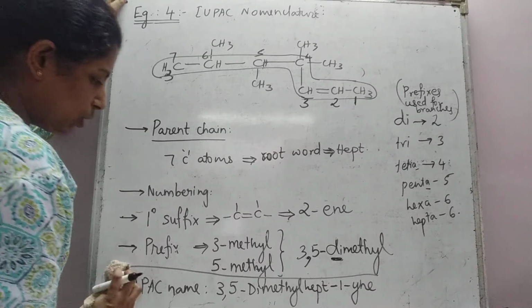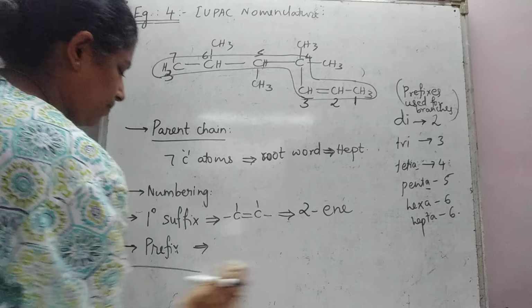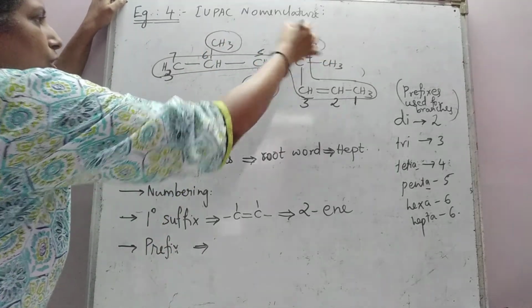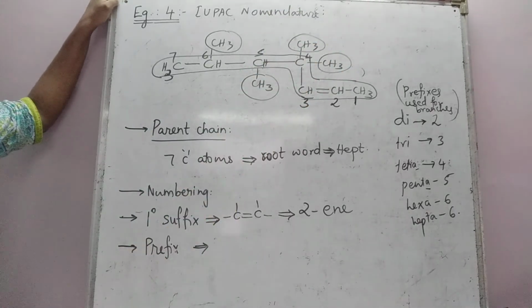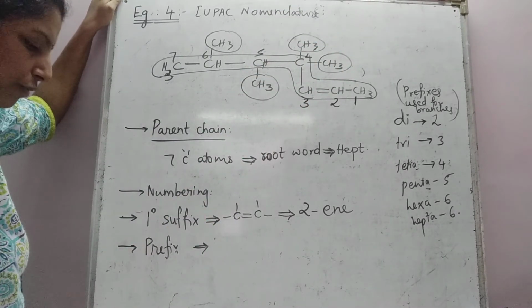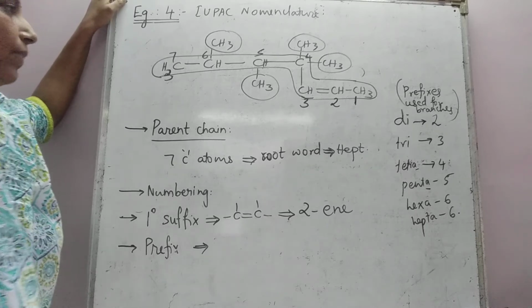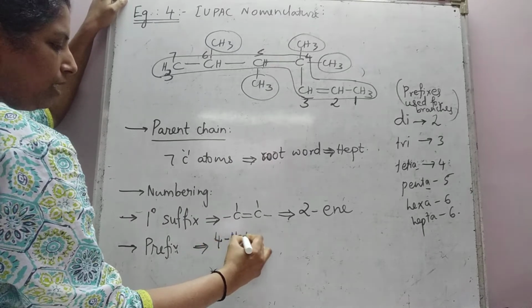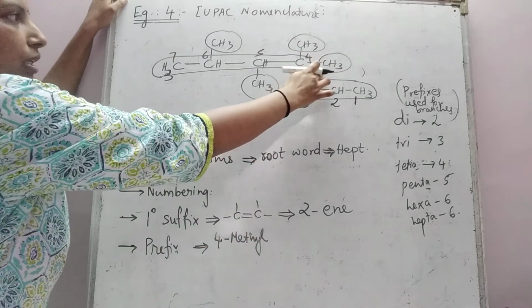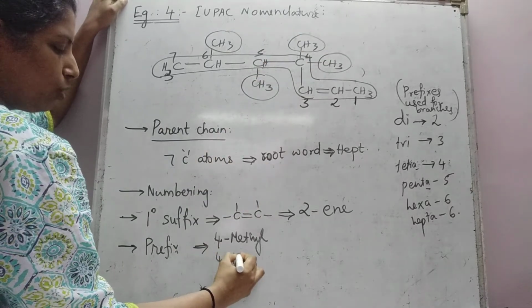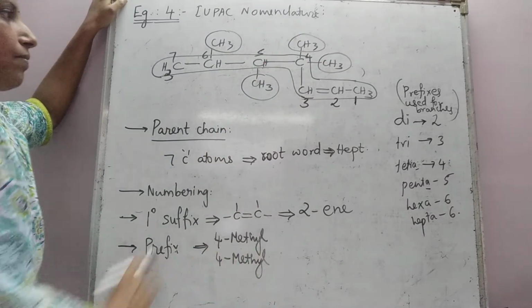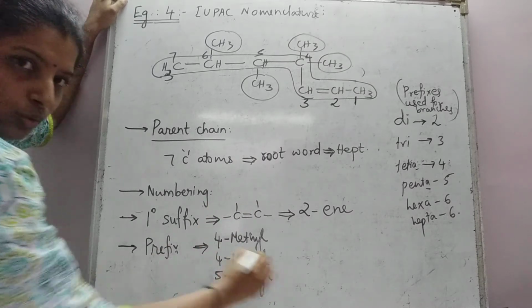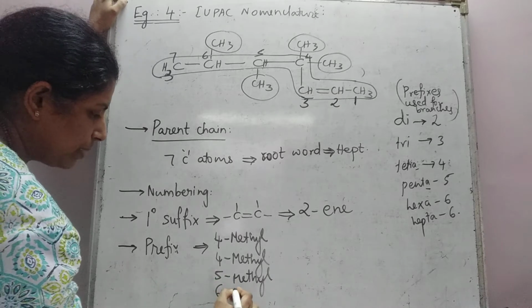Now let me go to the prefixes. Prefix is the name given to the branches. So there are 4 branches in this compound. First, there is this methyl branch present at the 4th carbon atom. One more methyl branch also present at the fourth carbon. At the fifth carbon atom, there is one methyl group, and again at the sixth carbon atom there is this methyl.